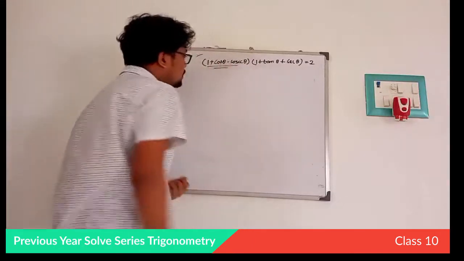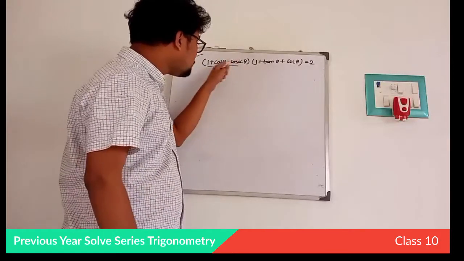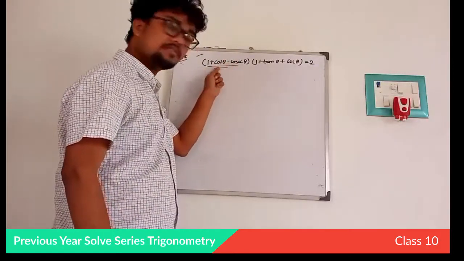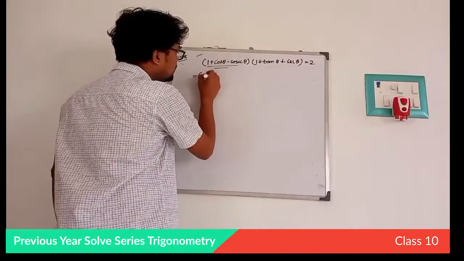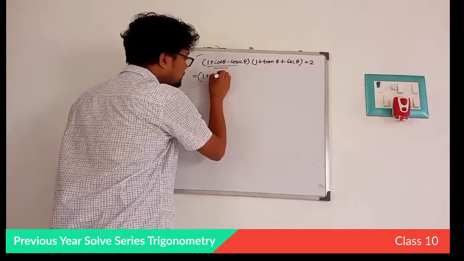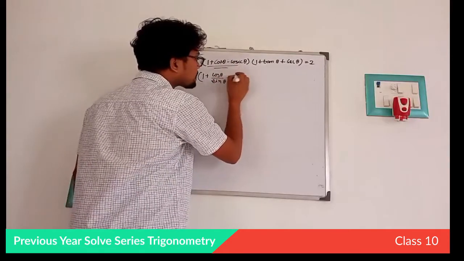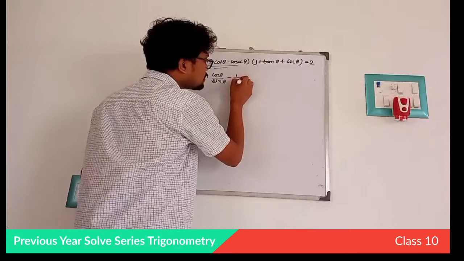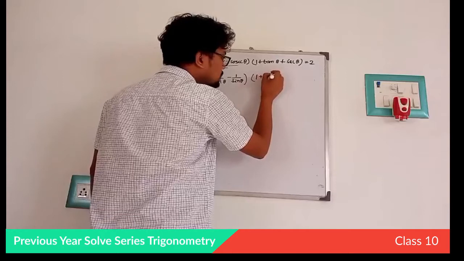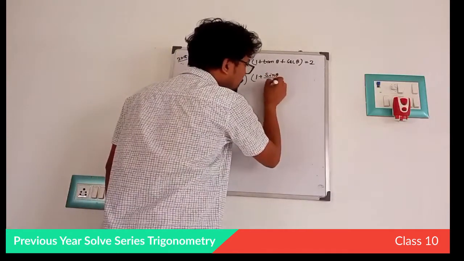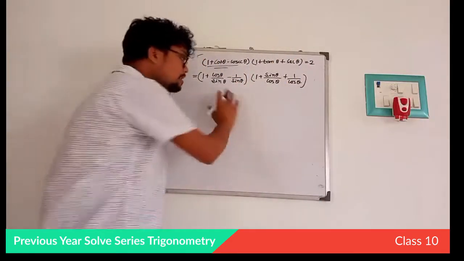The first term includes 1 plus cot theta minus cosec theta. So we have to change each term into one single term. We have to convert it. Cot theta means cos theta by sin theta, and cosec theta means 1 by sin theta. And this one, 1 plus sin theta by cos theta plus 1 by cos theta. Fine.